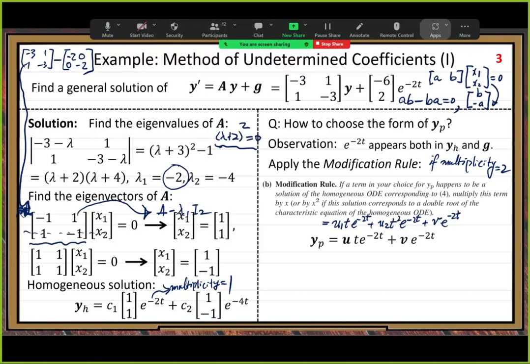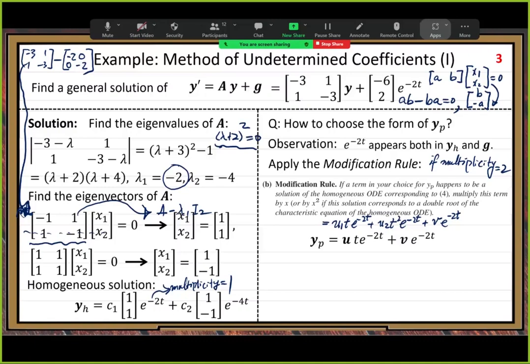Triple roots, you add another term: U1, U2, U3. It's more complicated, but the idea is like this. You can use a computer to help you, but the concept is like this. That's the way we apply this modification rule.